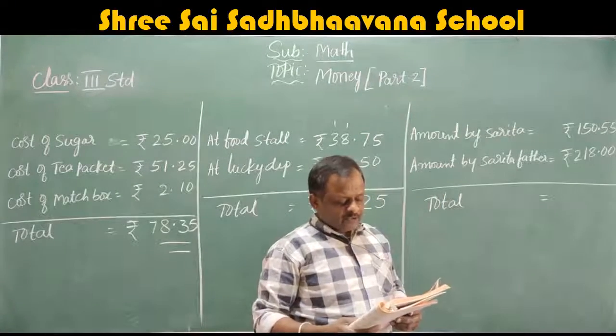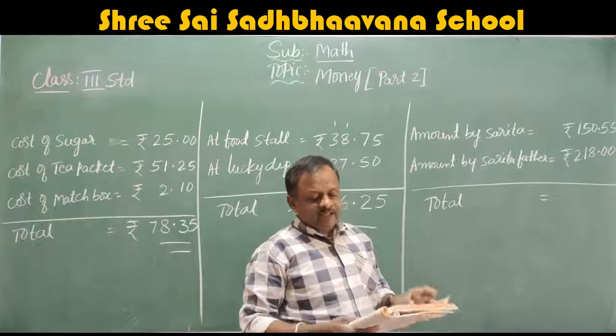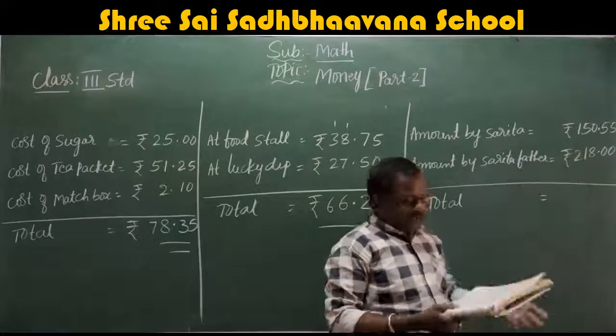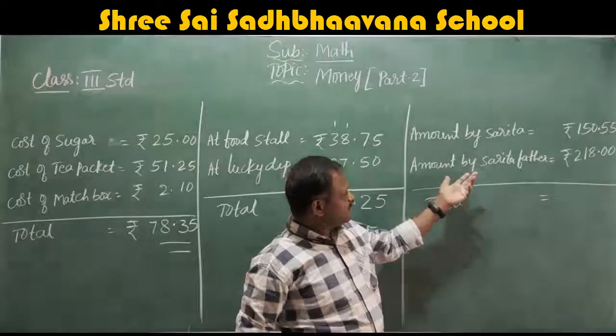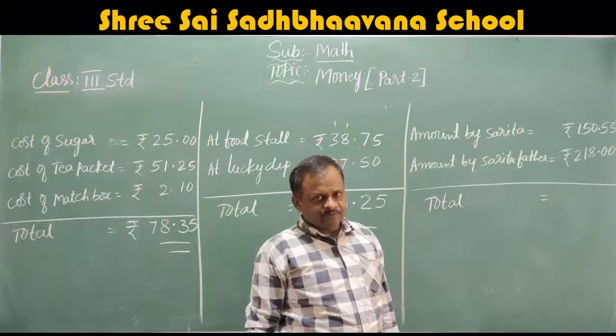Come to here. Sarita deposited rupees 150.55 in her savings bank account. Her father deposited rupees 218 more. Find the total money Sarita has now in her bank account. Amount deposited by Sarita is rupees 150.55 and her father deposited rupees 218. Then find the total amount in her account.